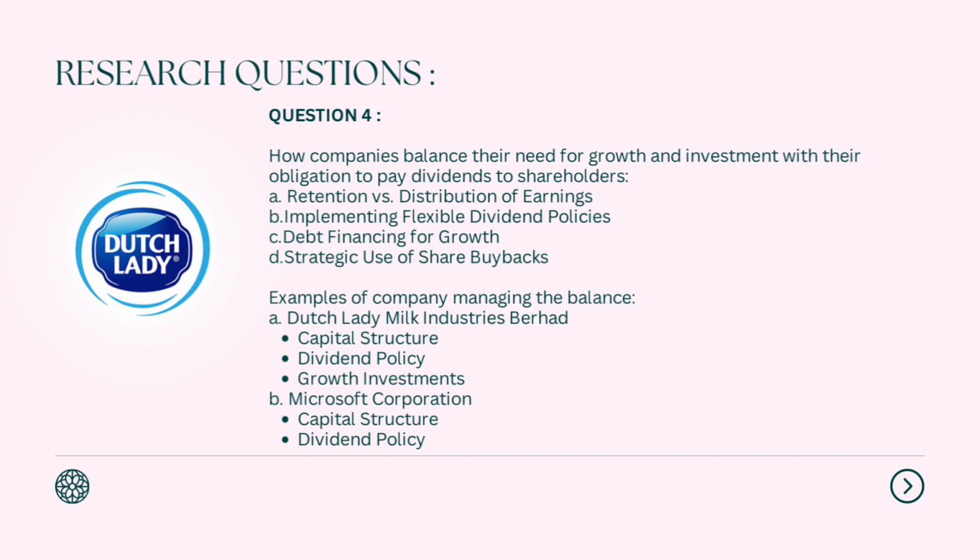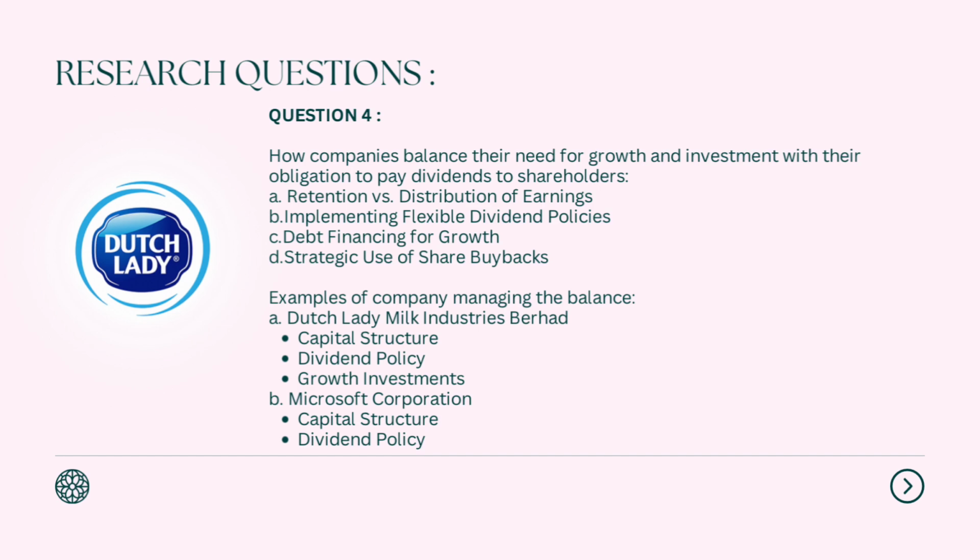The third one is debt financing for growth. Companies may use debt financing for growth projects instead of relying entirely on retained earnings. This allows them to continue paying dividends while investing in expansion. And the last one is strategic use of share buybacks. Share buybacks are an alternative to dividend payments. They return value to shareholders while allowing companies to retain cash for growth initiatives.